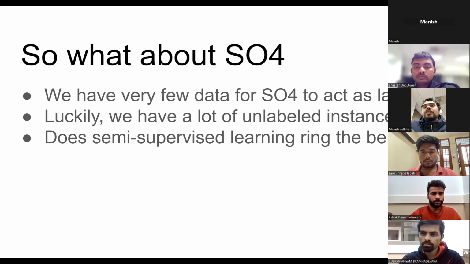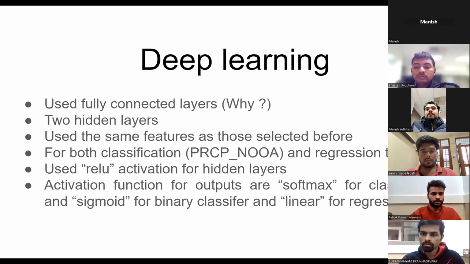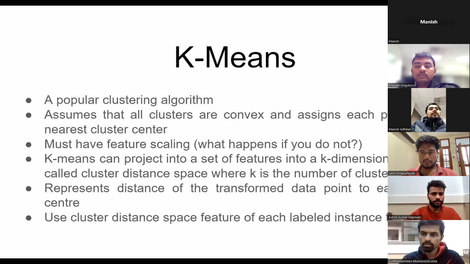by using k-means. So what we are going to do next is clustering by k-means. No, previous slide, yeah. K-means is a popular clustering algorithm, as we have already known, and it assumes that all clusters are convex, and it assigns each point to the nearest cluster center. So whichever cluster center a data point is nearest to is the cluster it belongs to, and the data must be feature scaled.